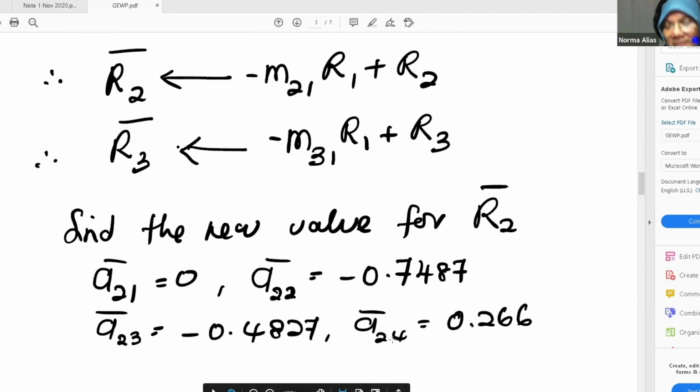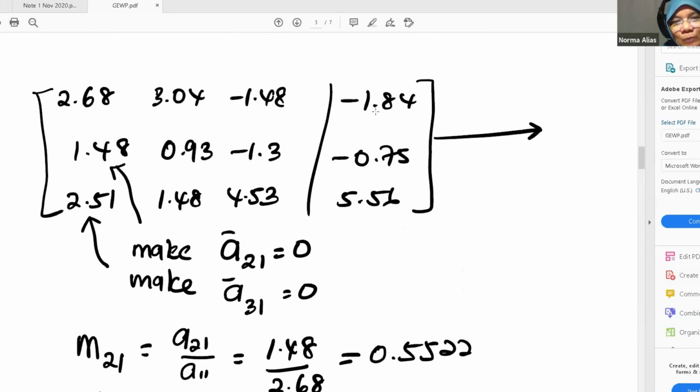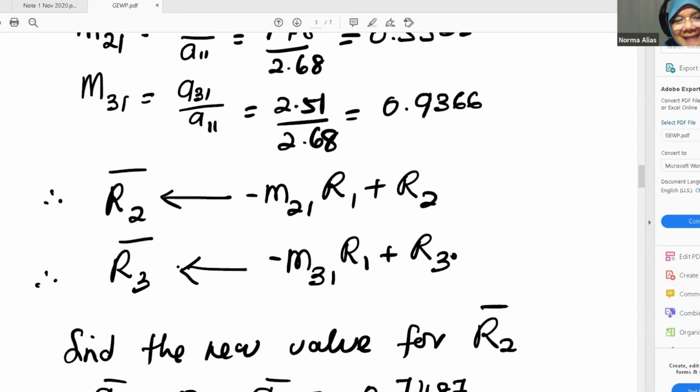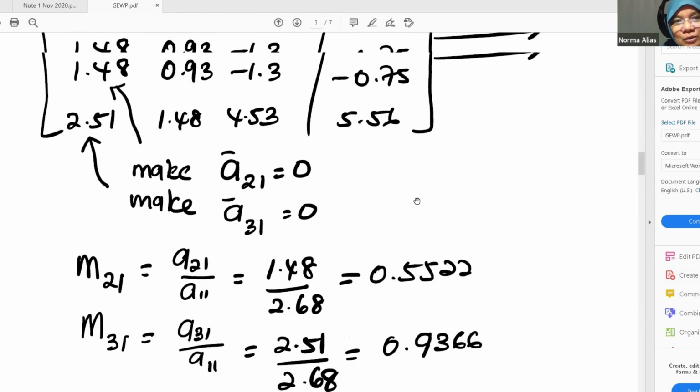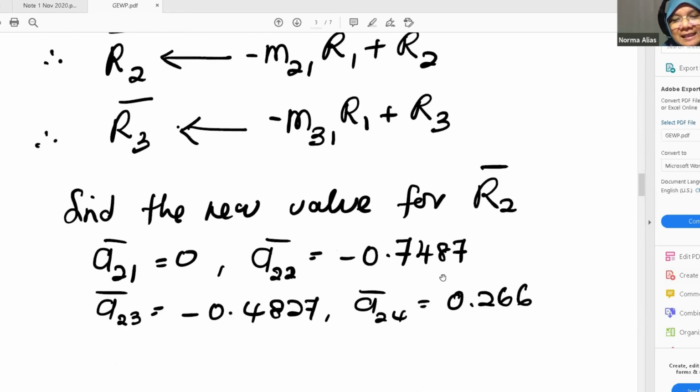How to get A24 for new row 2? All right, negative 0.5522 times R1. R1 is negative 1.84, plus R2. R2 is negative 0.75. So the answer is 0.266. All right, so this is the calculation to get new row 2.